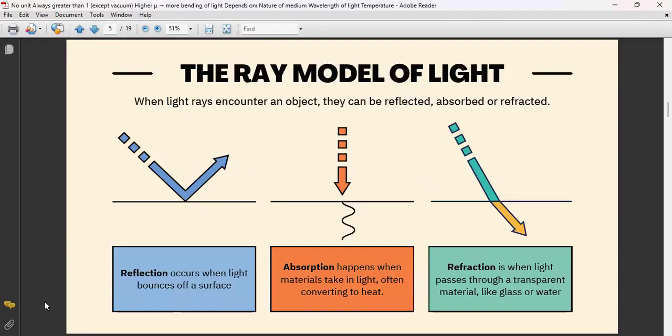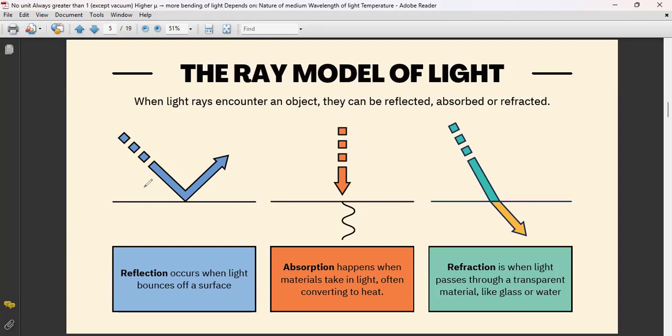Okay, now the ray model of light. What is the ray model of light? When a light ray encounters an object, it can be reflected, absorbed, or refracted. Now we have the three concepts for the light ray.